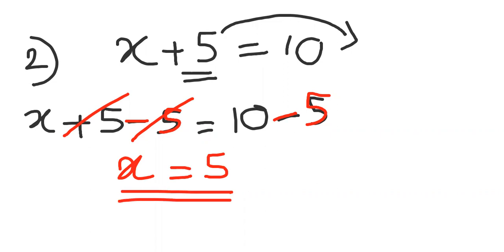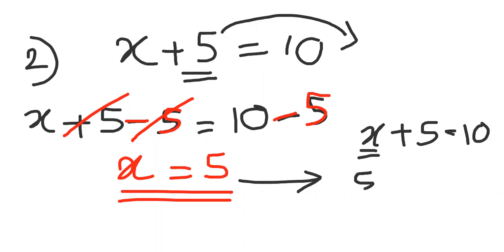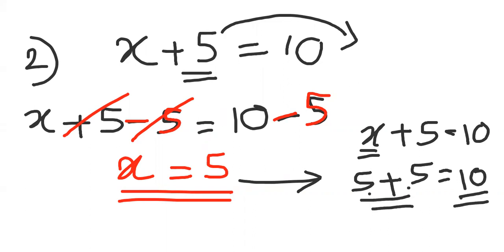If you are not sure about your answer, you can check whether it is correct or wrong. How can you do it? x plus 5 equals 10, and x is 5 here. I'll put 5 plus 5. So our answer is correct. We get exactly both sides equal. 5 plus 5 is 10, and this is also 10. So x is equal to 5. So when you are given an addition connected in your equation, subtract and remove the unwanted term.